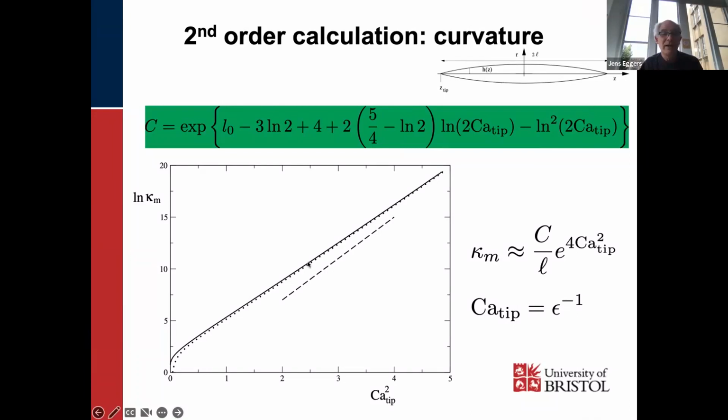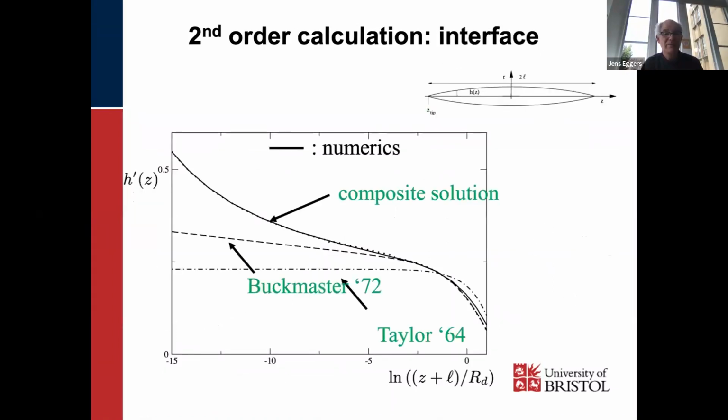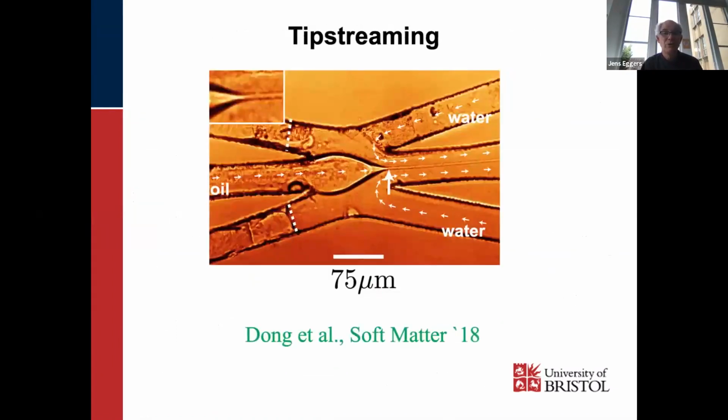The agreement I get between the full numerical simulation and this asymptotic calculation, where the agreement is supposed to work for large numbers of the capillary number. You should look here. And there are no adjustable parameters here. So this is a remarkable agreement of the second order calculation and the full numerical simulation. And this really is all I wanted to show you.